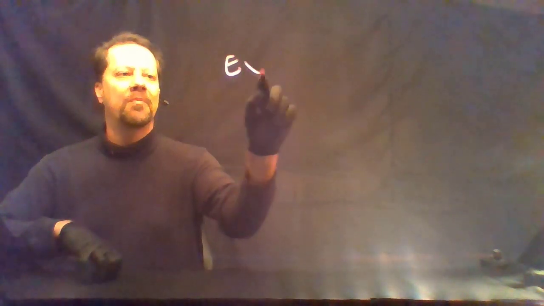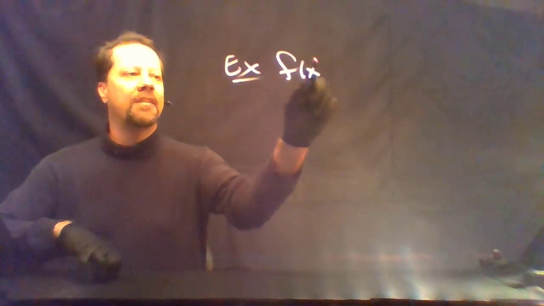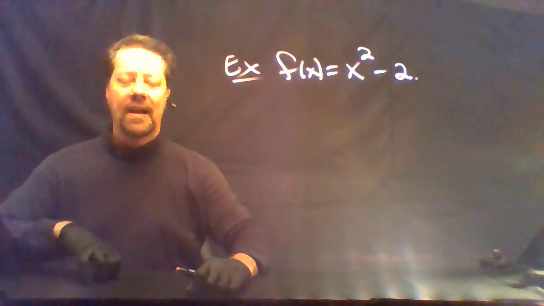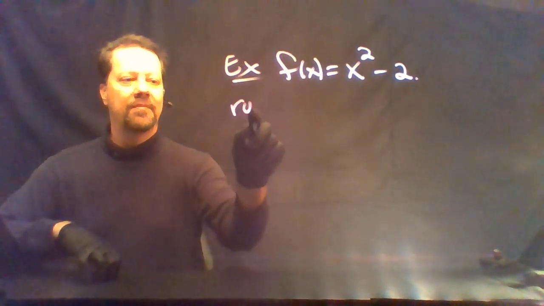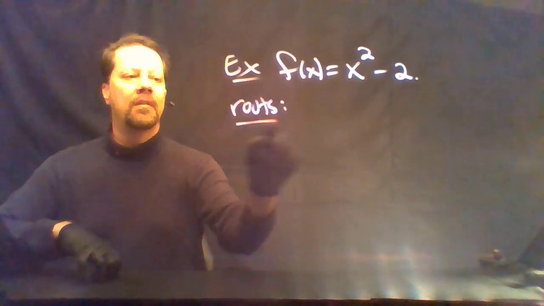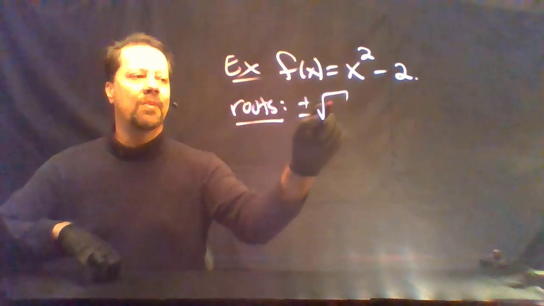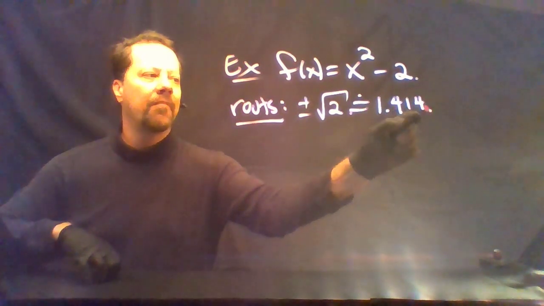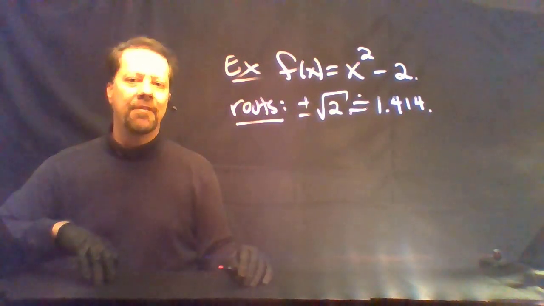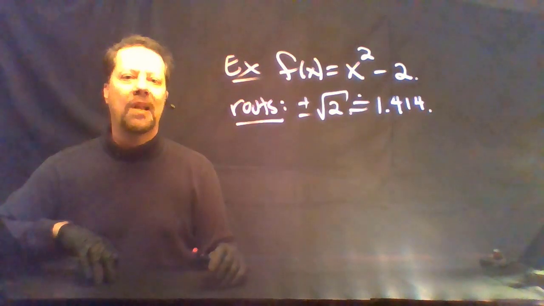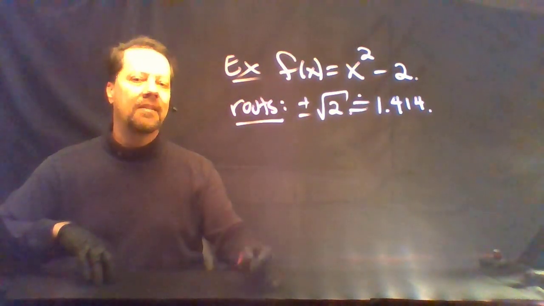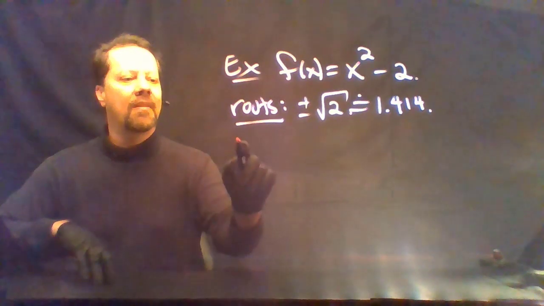As an example, suppose my function is x squared minus 2. I know where the roots are. The roots are plus or minus the square root of 2, and that's about 1.414. I know this already from the beginning, but we're going to apply Newton's method of successive approximations to estimate this.